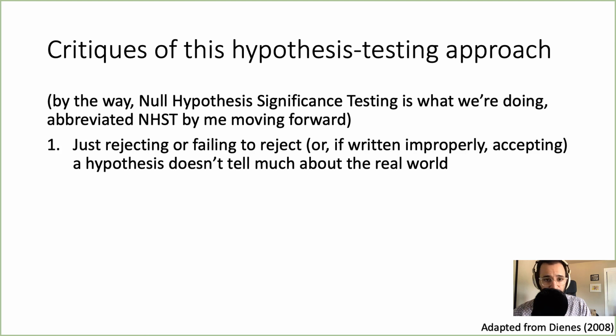One big issue with NHST is that we're taking continuous, ever-changing things like our data or like p-values or just the general state of the world and trying to reduce them down to one binary decision. We are just rejecting or failing to reject, or if you've written it improperly, accepting one or the other hypothesis. And when you do that, it doesn't tell you much about the real world. It just tells you a really specific answer to a really specific question.